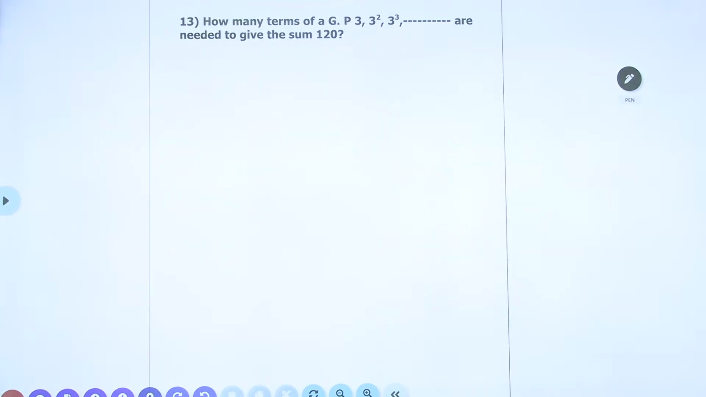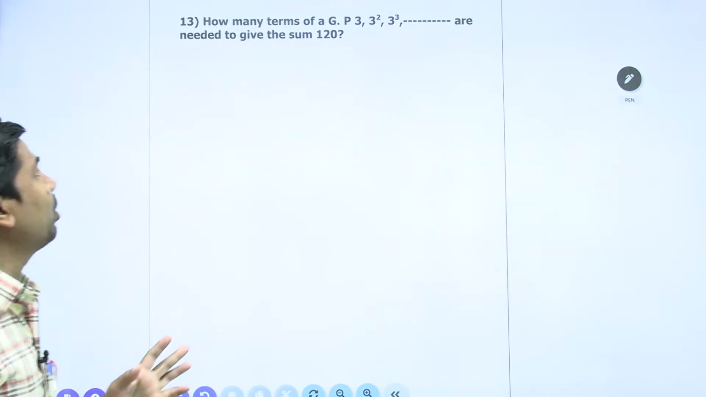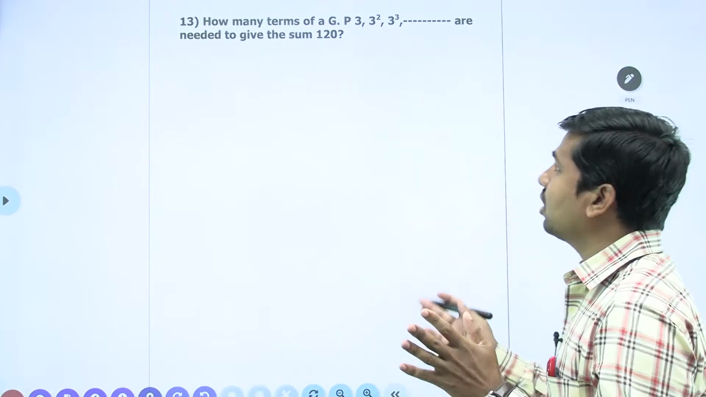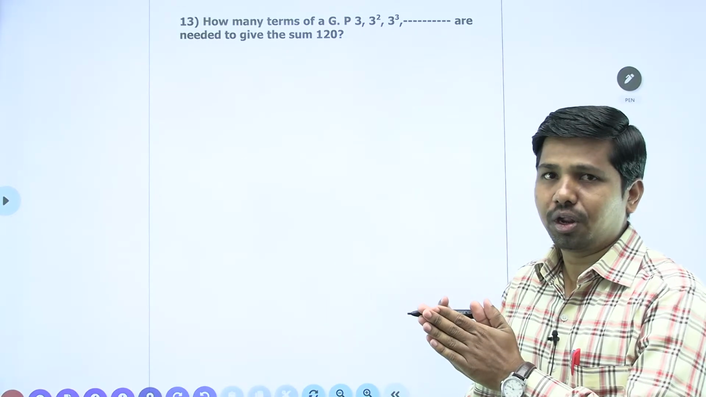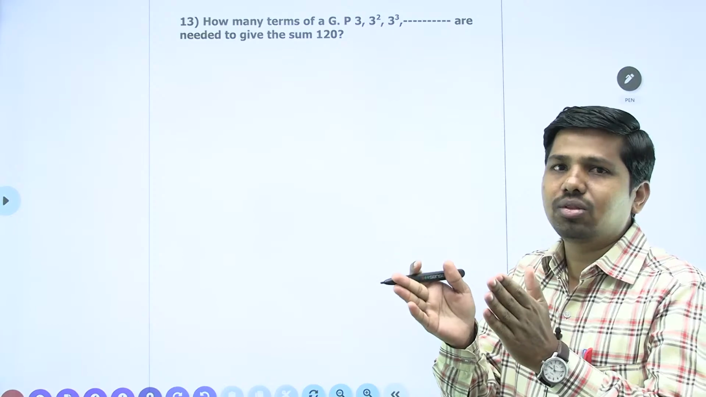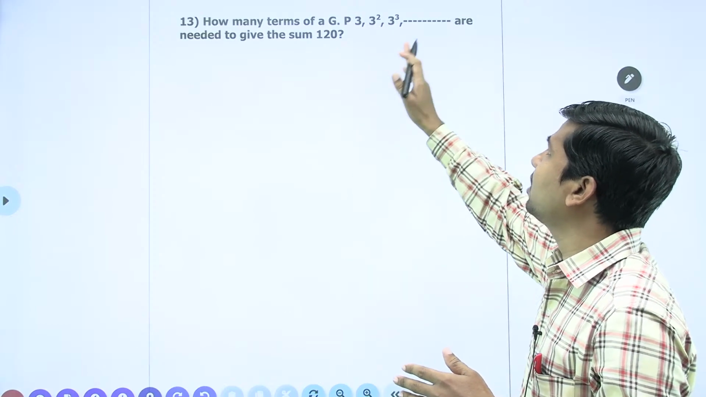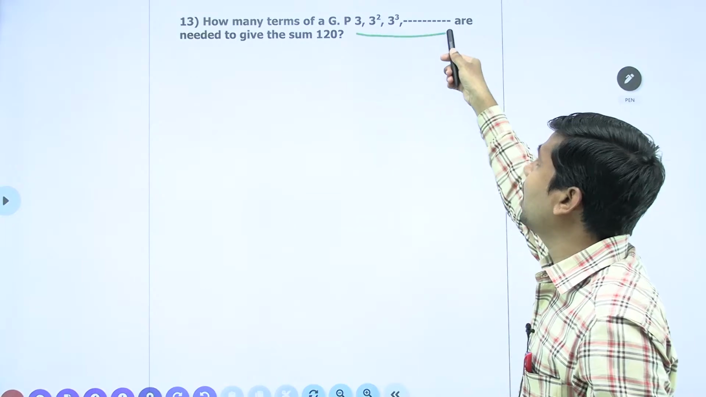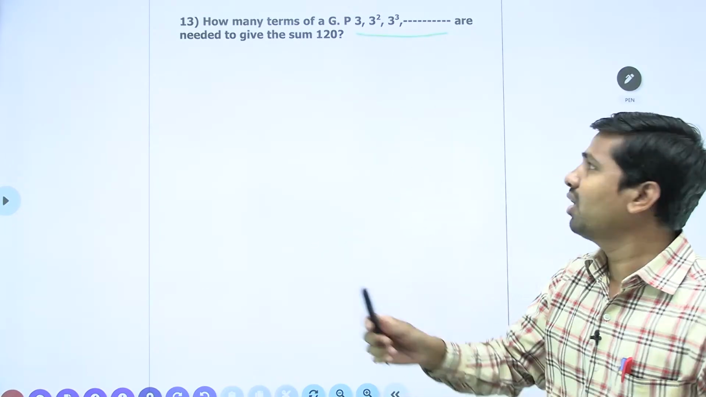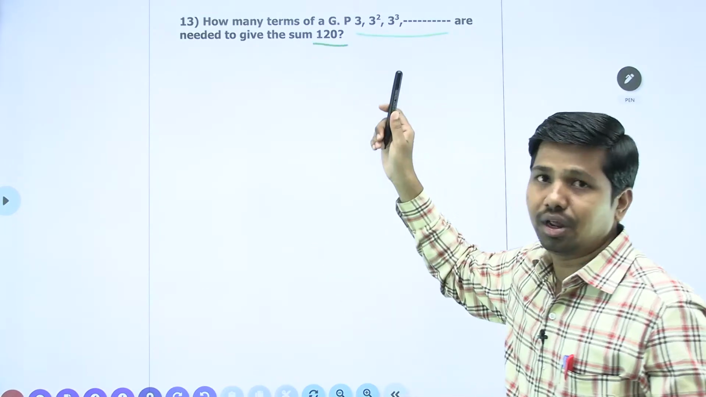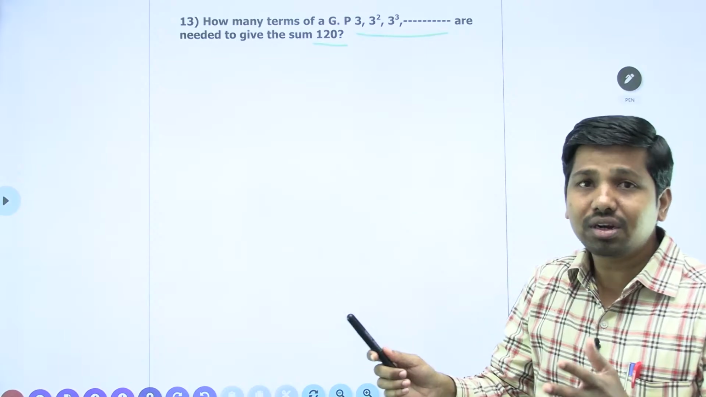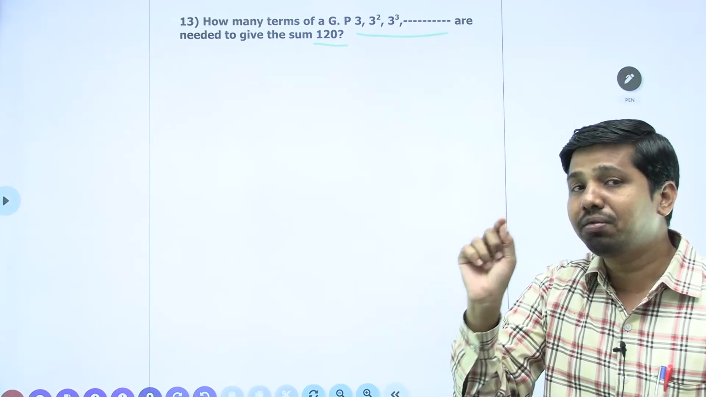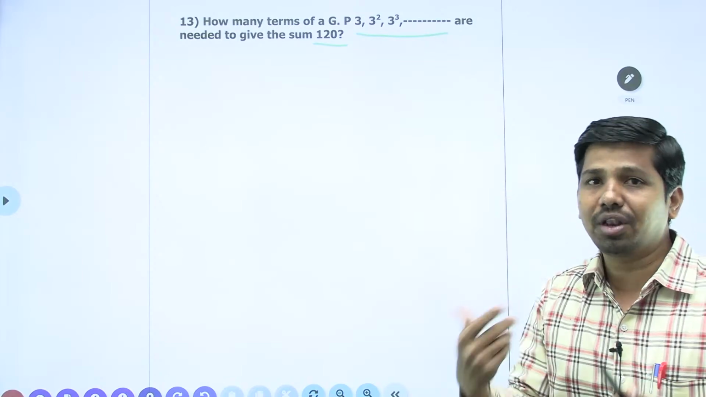That is 13th question. How many terms of the GP 3, 3 square, 3 cube and so on are needed to give the sum as 120? How many terms should you add such that if I'm adding all those terms, I'm getting 120? That 120 indicates Sn. Sn is equal to 120. The number of terms you should add is the value of n you have to find.